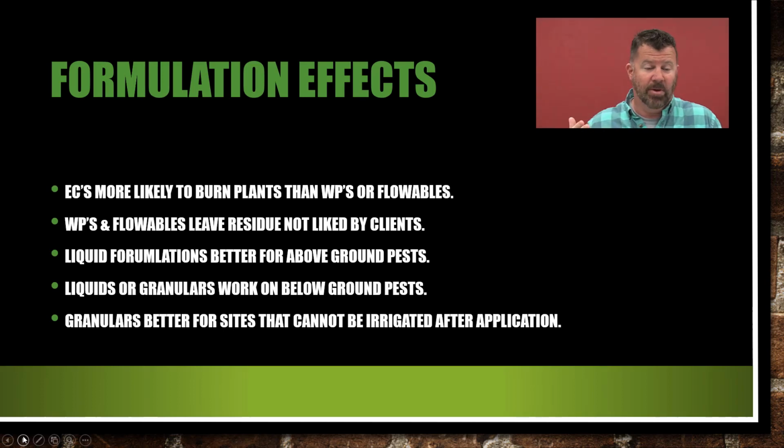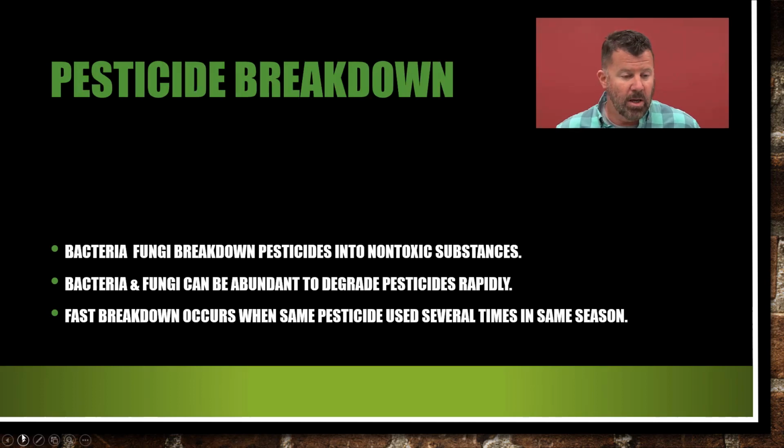Formulation effects. Emulsifiable concentrates are more likely to burn the plants than wettable powders or even flowables. Wettable powders and flowables will leave a residue on the plant that's not going to be liked by most clients. Liquid formulations are better for above ground pests. And then liquids or granulars also work on below ground pests. But granulars are better for sites that cannot be irrigated right after the application. They can actually sit there and wait for the rain and stuff to come.